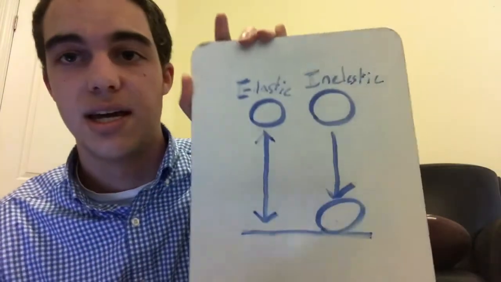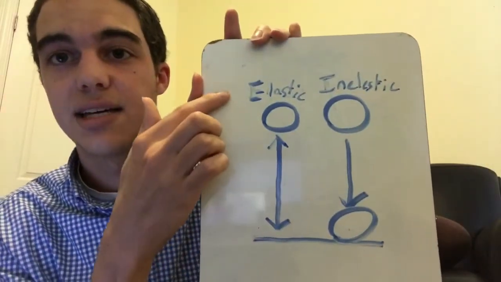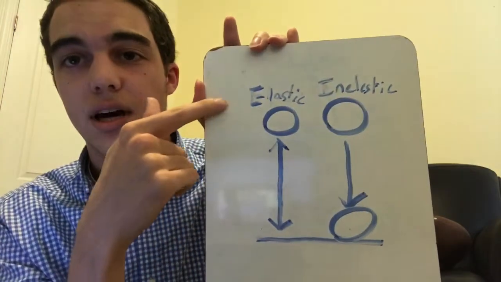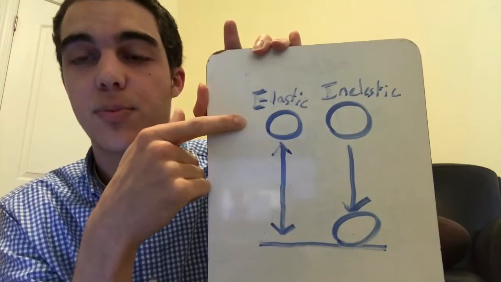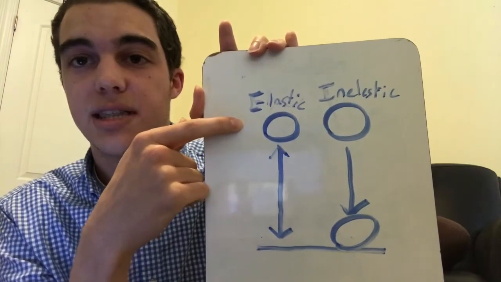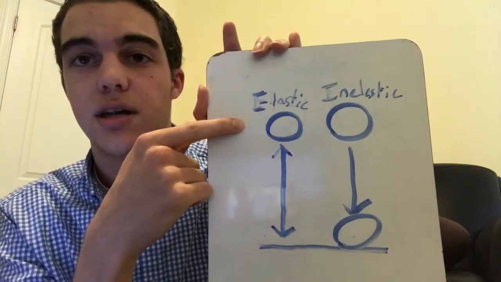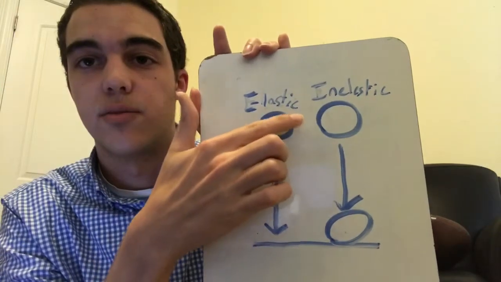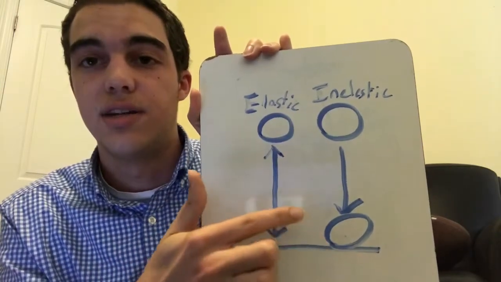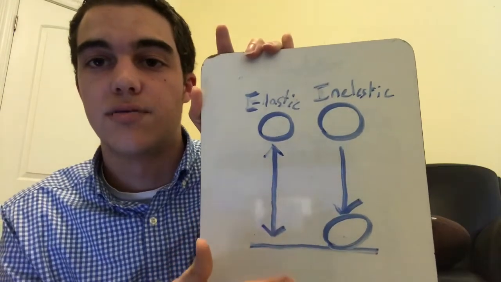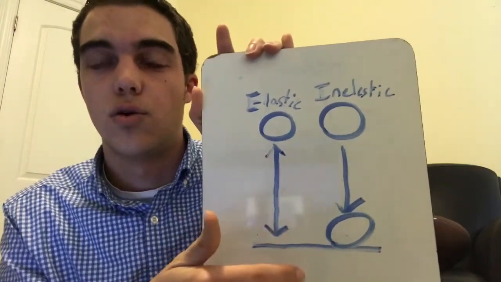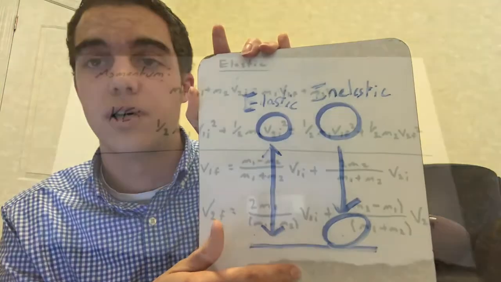A quick graph to represent what I just said: if you were to bounce two balls elastically, it would go down, bounce, and come right back to the same spot, because that would be a fully elastic collision. For inelastic, you have a ball that goes down and does not bounce up, because all the energy is transferred into the internal energy of the object right here.